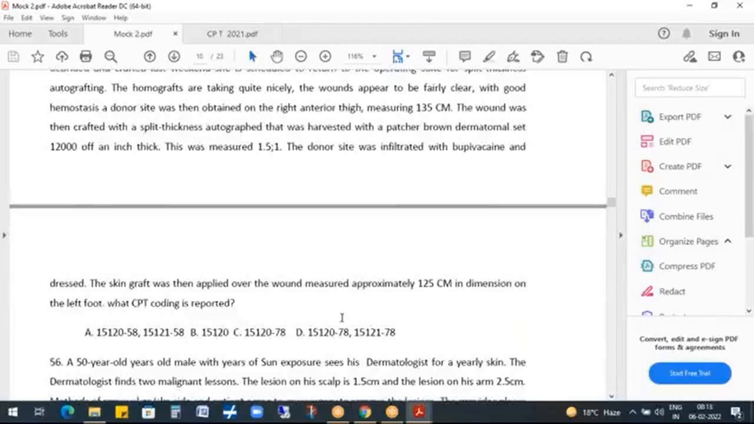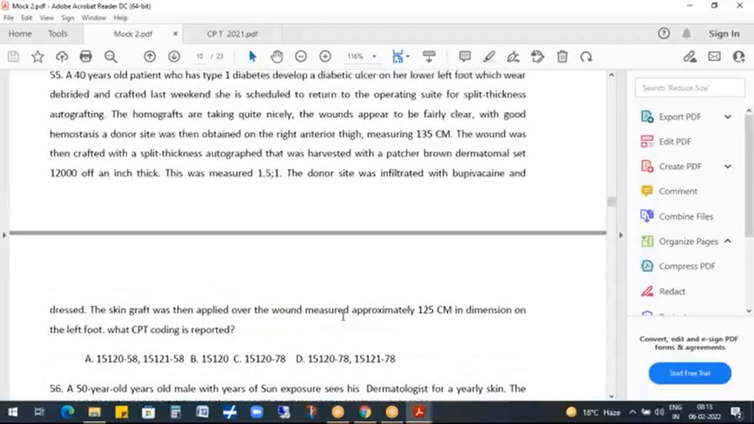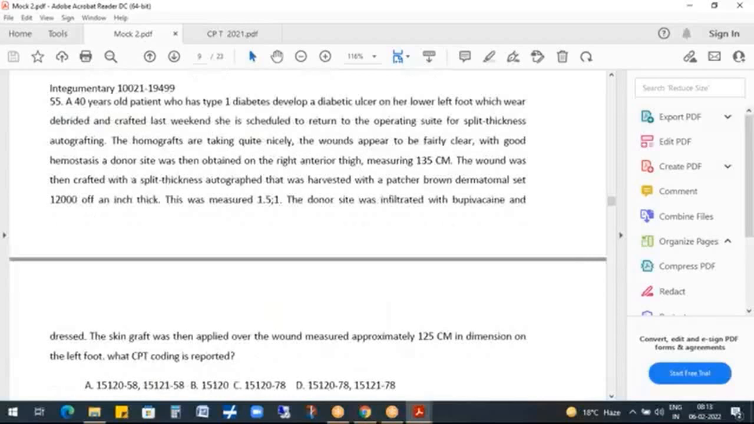Yes, Vishnu. 55. Sir, about modifier 78 or 58, sir. I have given 58 planned treatment. If it is a planned treatment coming in the post-operative period, 58. Unplanned treatment coming in the post-operative period, 78.